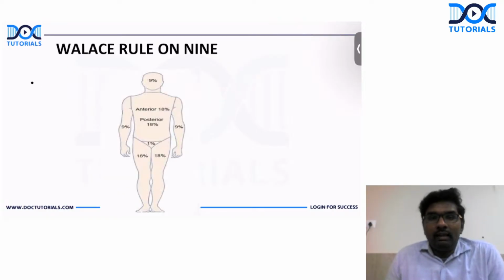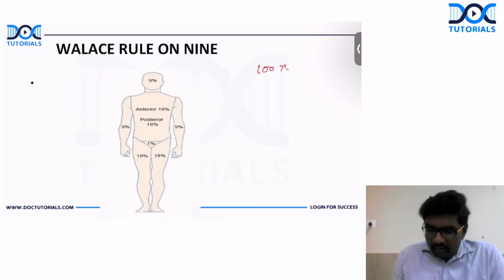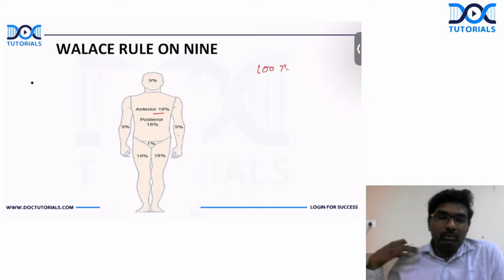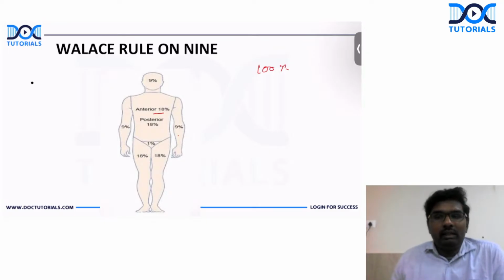So this is the Wallace rule of 9, total of 100%. Each part will carry 9%. You can see here, the head constitutes around 9%, the upper limb 9% individually on both sides, and we have 18 for the trunk: 9 for the anterior aspect of the abdomen, 9 for the posterior part of the upper trunk, that is the back in the scapular region, and for the low back you'll have again a 9.